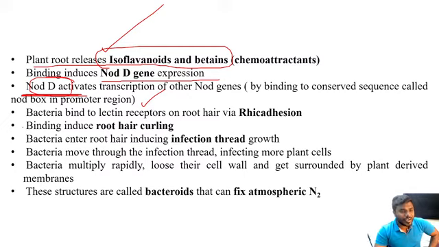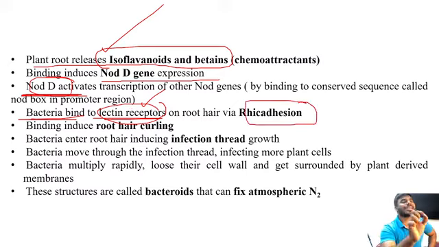Now I have told you very clearly. The bacteria will come and attach to which receptors present on the root hair? Lectin receptors. This process, my friends, we call Rhicadhesion. I hope you are getting it clearly. Immediately, once the bacteria are associated, they cause curling of the root hair. Why do they cause curling of the root hair? To enter inside. When the bacteria enter the root hair and travel continuously, we call it the infection thread.